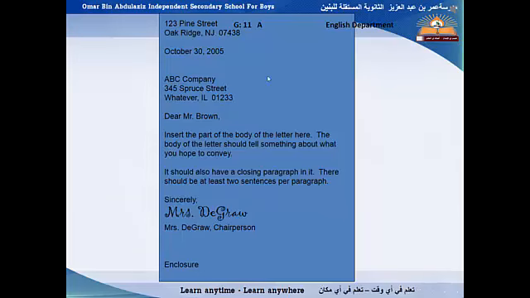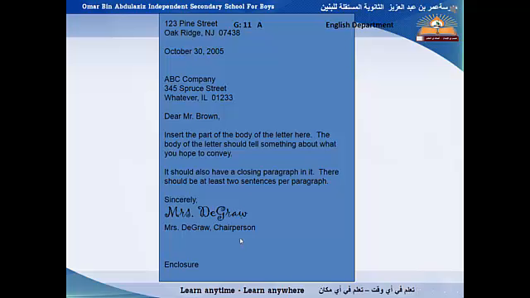Also, we have another example here. The address, "Dear Mr. Brown." Insert the part of the body of the letter here. The body of the letter should tell something about what you hope to convey. It should also have a closing paragraph in it. There should be at least 2 sentences or paragraphs. "Sincerely, Mrs. Degro."